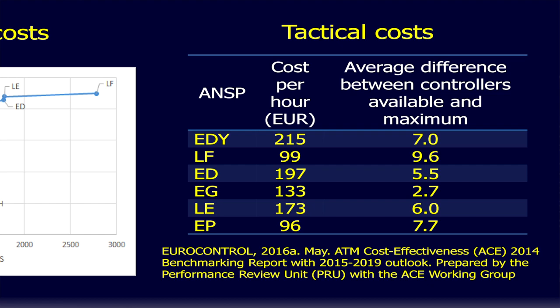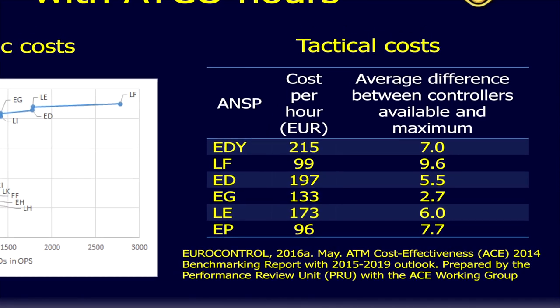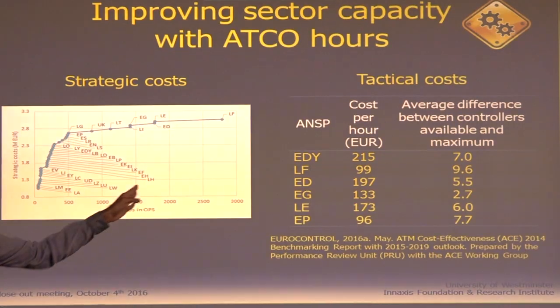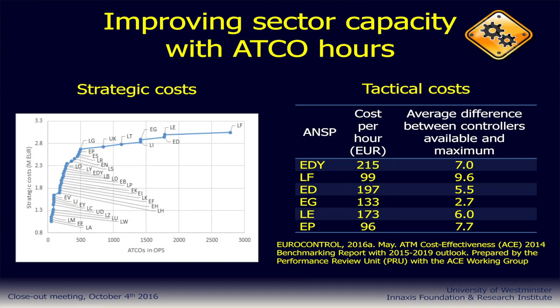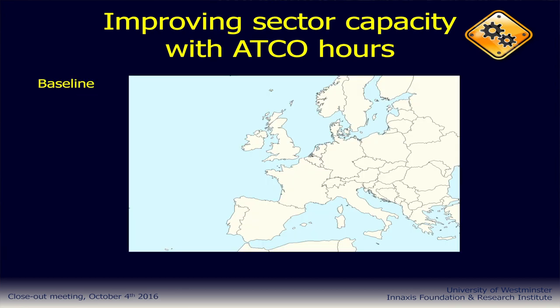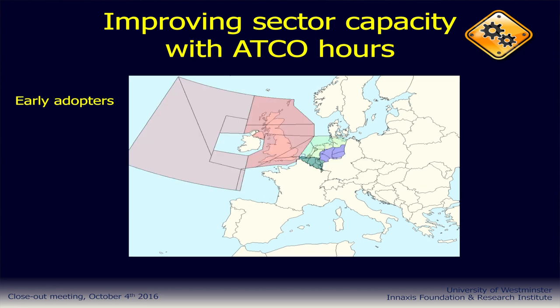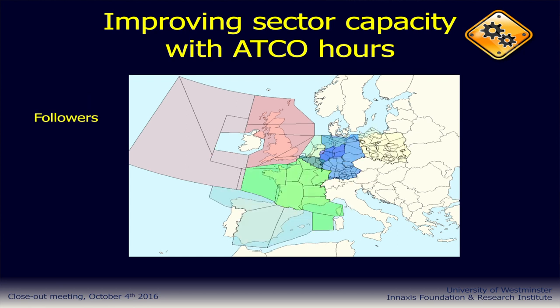And for the tactical cost, as I said, we are basing it on the ATM cost-efficiency reports. That is the average difference we have seen in terms of controllers for the NSPs where we have assumed that this mechanism could be in place. As Andrew mentioned, it's important to see that we have the uptake. So in the baseline, no one is implementing these mechanisms. In early adopters, we are assuming that the UK and MUAC are implementing the mechanism. For the followers, we are expanding that to Germany, Poland, France, and Spain.